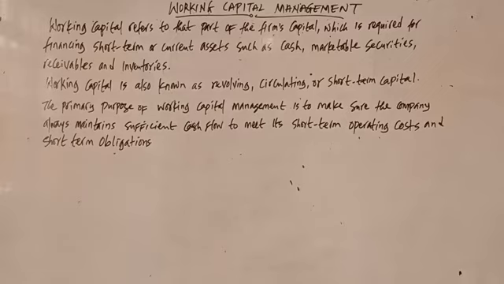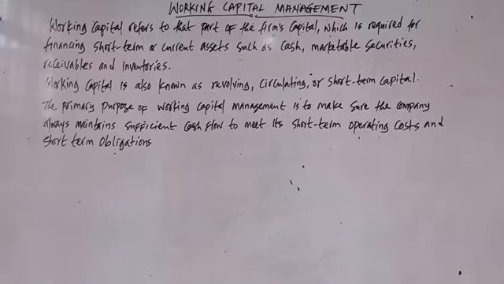Now, looking at the definition given here for working capital: working capital refers to that part of the firm's capital which is required for financing short-term or current assets such as marketable securities, receivables, and inventories. If you look at that very well, I said working capital refers to that part of the firm's capital. The capital is the total of the finances of the company that we use to run the business. But the part of this capital which is required for financing short-term or current assets. What are the elements of these short-term or current assets? Cash, marketable securities, receivables, inventories.